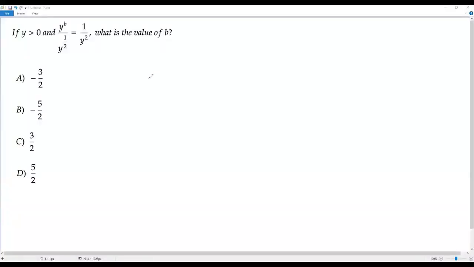Here we have a SAT math question. Okay, let me go over the information. If y is greater than 0 and y to the bth power divided by y to the power of 1 half equals 1 over y squared, what is the value of b? Okay, in the given equation, we have to solve for b.